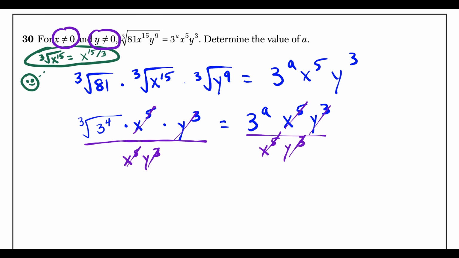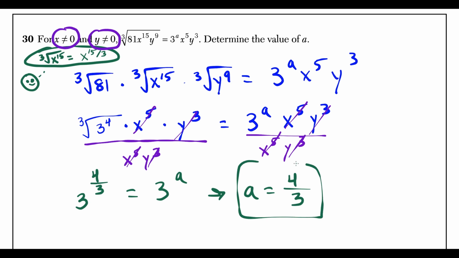But now remember that power over root idea. This I could rewrite as 3 to the power 4 over the root 3. And now that's equal to 3 to the a. But notice we have matching bases. So the only way these two will be equal is if their exponents are the same. So a is equal to 4/3. And this is our solution to question 30.